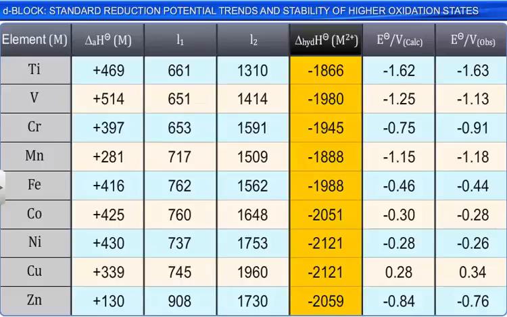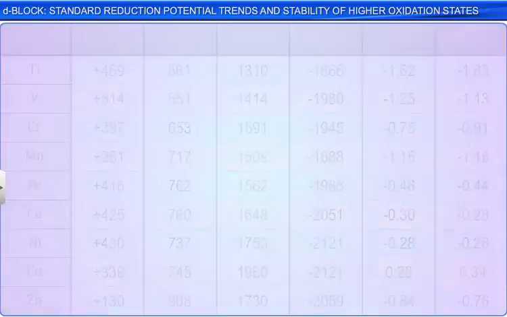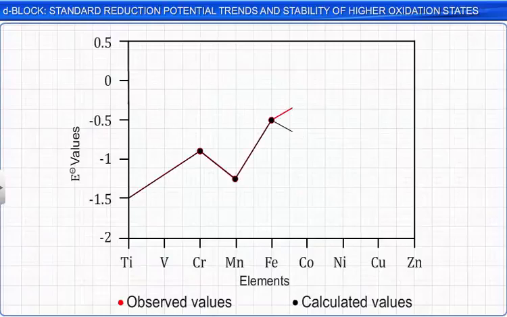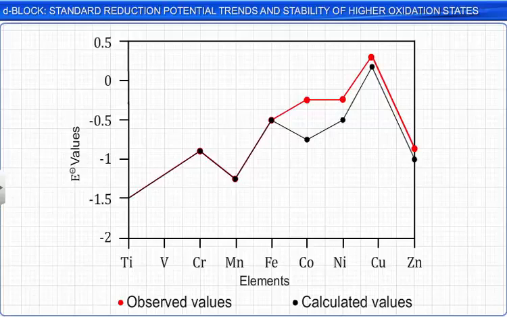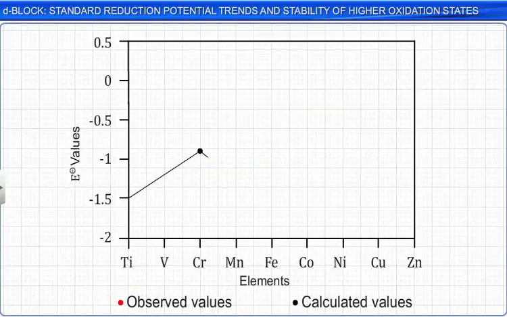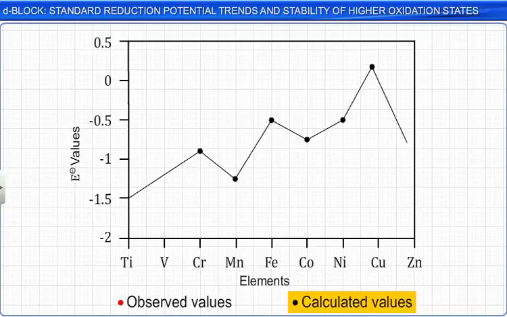The calculated values of the potentials are those based on the standard enthalpies of formation of the +2 ions in an aqueous solution. The plots of the experimental and calculated values of the reduction potentials are shown in the figure. The curve in red corresponds to the observed values, while the one in black corresponds to the calculated values. The plots indicate that the experimental and calculated values are in close agreement with each other.